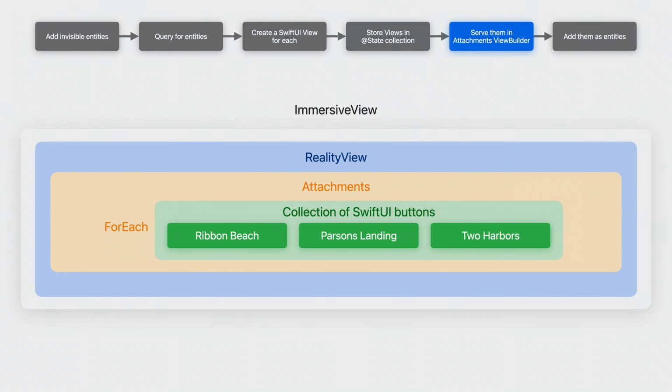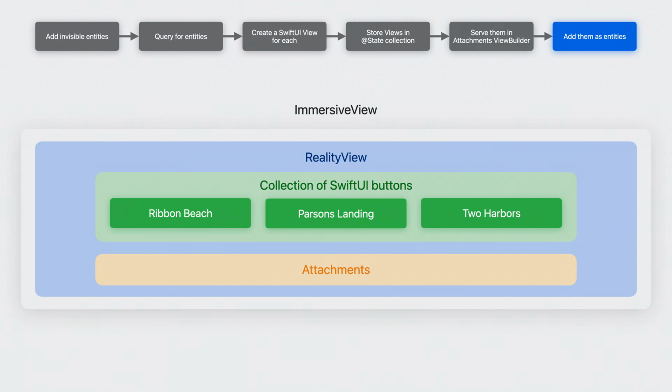The Reality View's attachments view builder is where we'll declare to SwiftUI that we want these buttons to be made into entities. Our Reality View's update closure will be called next, and our buttons will be delivered to us as entities. They're no longer SwiftUI views now.